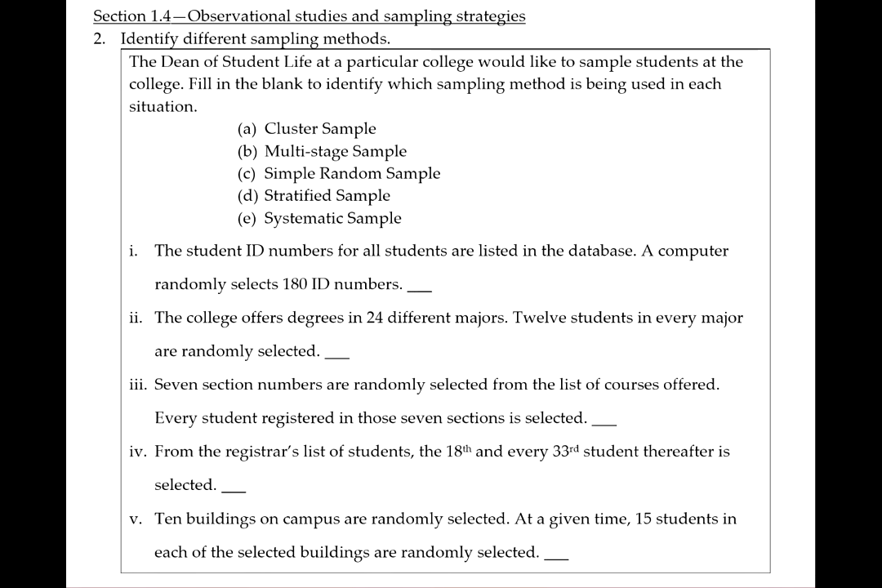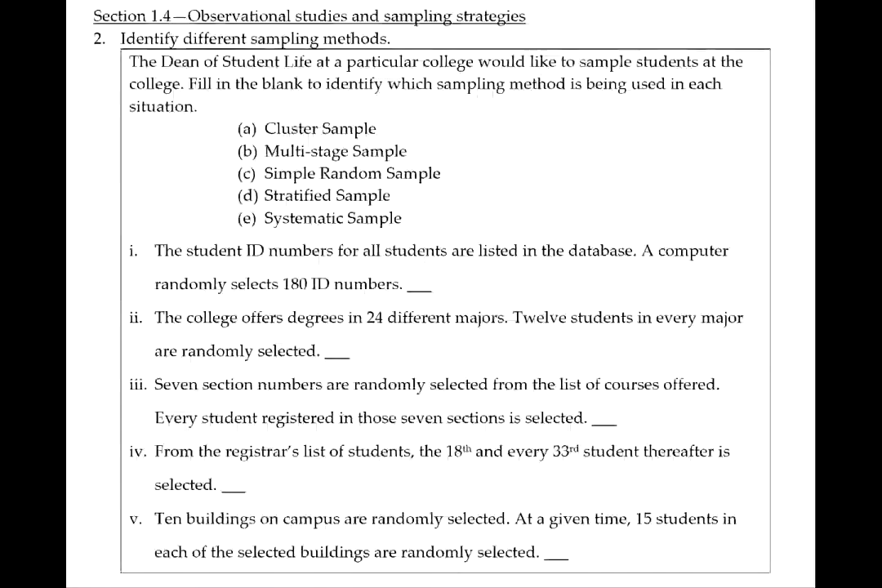Learning Objective 2 from Section 1.4 is to identify different sampling methods. The Dean of Student Life at a particular college would like to sample students at the college. Fill in the blank to identify which sampling method is used in each situation. So let's first talk about the 5 different sampling methods that you want to be able to recognize.